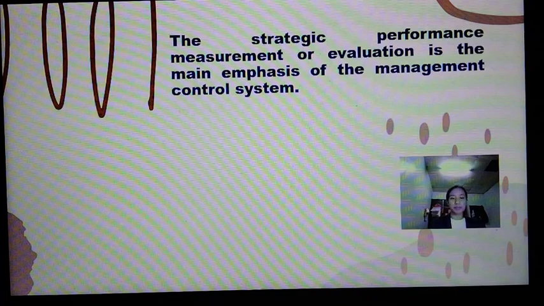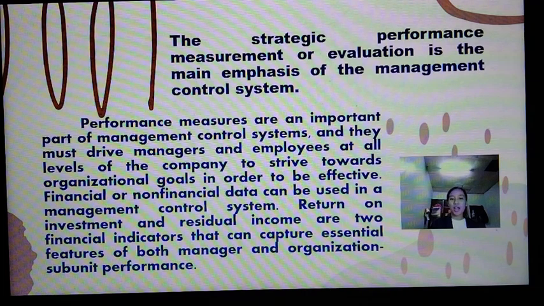Next would be the concept of this topic. Strategic performance measurement or evaluation is the main emphasis of the management control system. Performance measures are an important part of management control systems, and they must drive managers and employees at all levels of the company to strive towards the organizational goals in order to be effective.